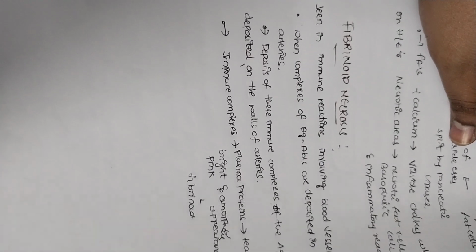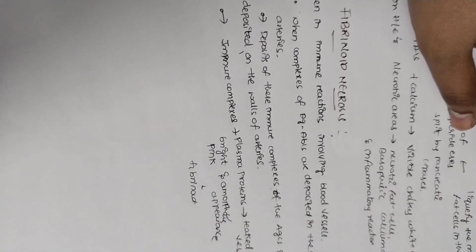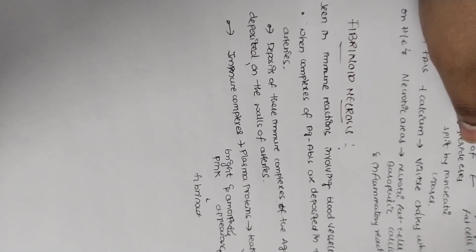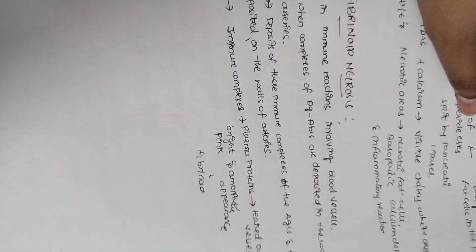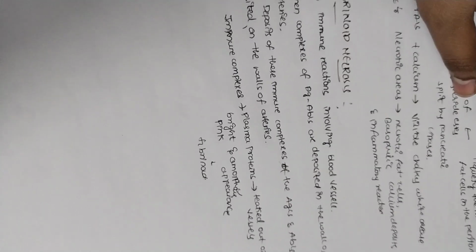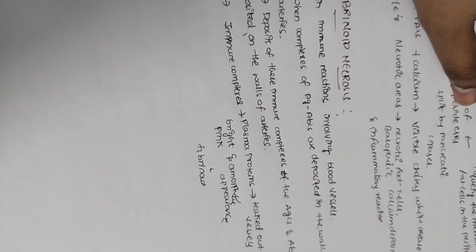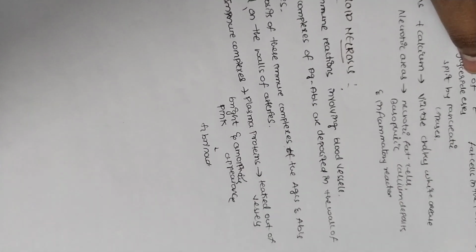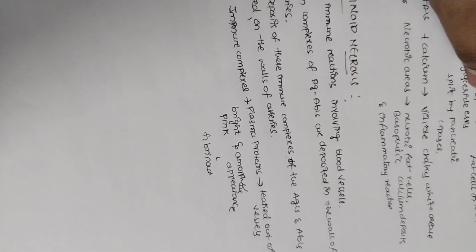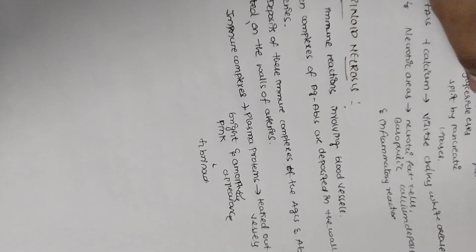Fibrinoid necrosis: we will see immune complex deposition in the blood vessels. This is observed even in SLE, as in the Arthus reaction, because of immune complexes of antigens and antibodies in the walls of arteries. Immune complexes and plasma proteins leak out of the vessels, and the bright pink, amorphous appearance is known as fibrinoid.